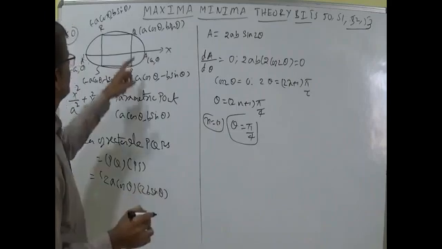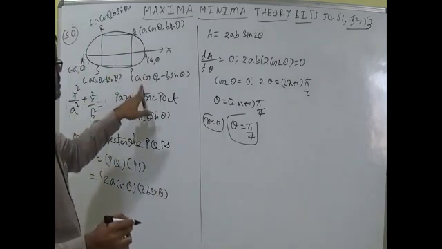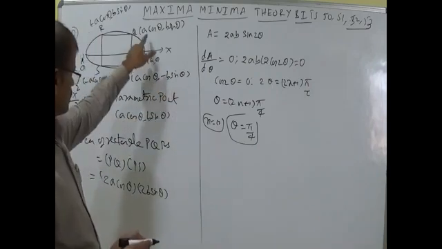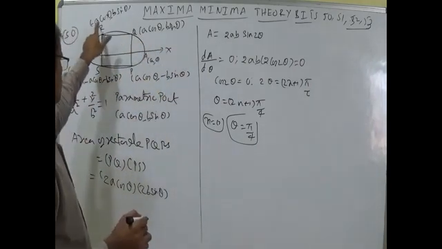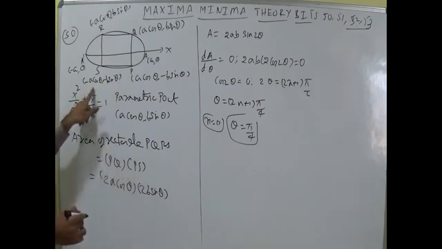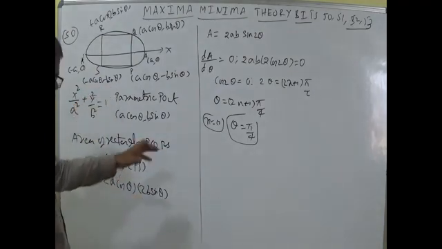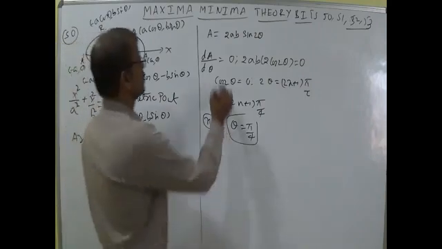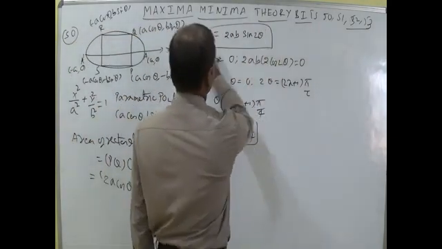So here P becomes (a cos θ, b sin θ), meaning (a/√2, −b/√2), this is (a/√2, b/√2), this is (−a/√2, b/√2), and this is (−a/√2, −b/√2). Using those calculations, you can get the value here, a equal. Here I am indicating it like this in a box.